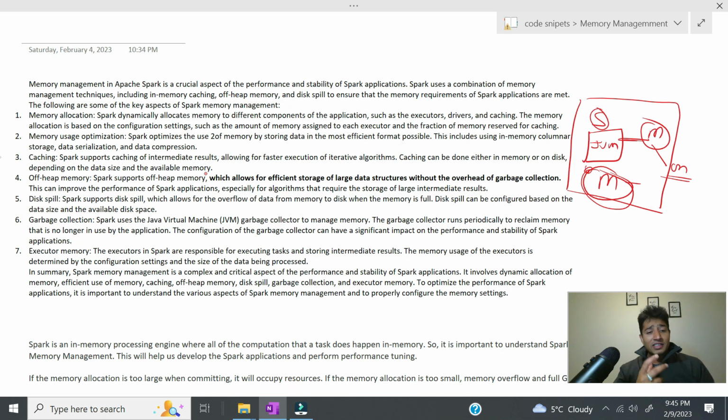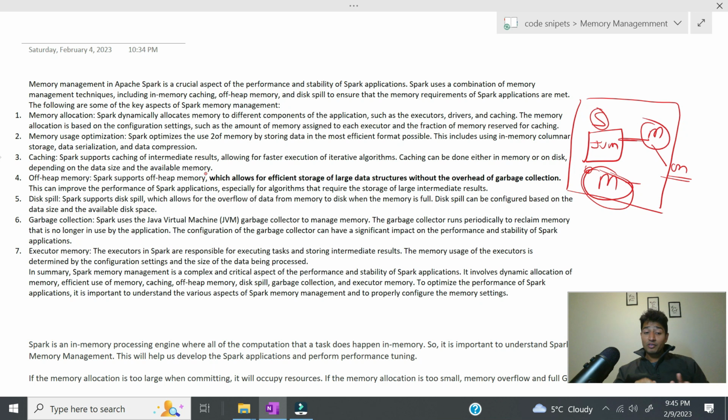Now the fifth thing is disk spill. Spark supports disk spill, which allows for the overflow of data from memory to disk. Sixth, garbage collection. Every JVM has a garbage collector to manage memory. The garbage collector runs periodically to reclaim memory that is no longer in use by the application.